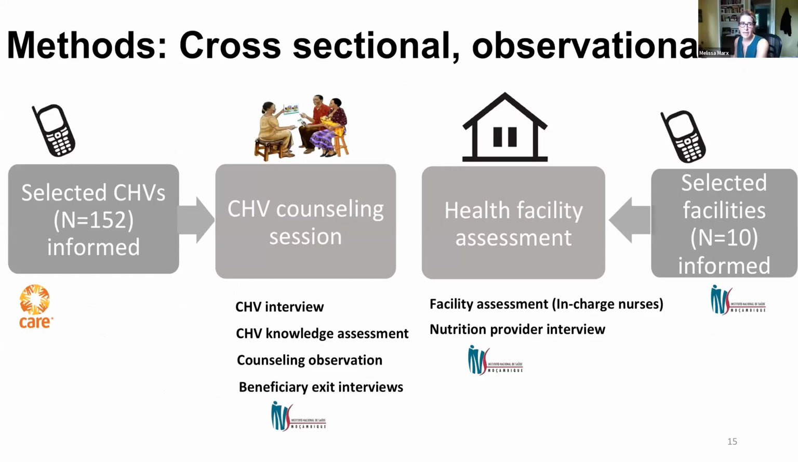So the methods: it was a cross-sectional and observational study with two different arms. One was a health facility assessment and one was the CHV counseling session. The tools for the CHV counseling session were developed very specifically to see if the messages that the SANI program put together were being conveyed the way they were supposed to be. First, that the community health volunteers understood them; second, that they were conveyed appropriately; and third, that the recipients actually understood what they were being told and remembered it correctly. I don't know if you can see my cursor, but these are the three tools here: the knowledge assessment, the counseling observation, and the beneficiary exit interview.